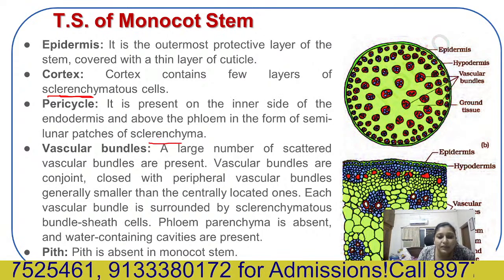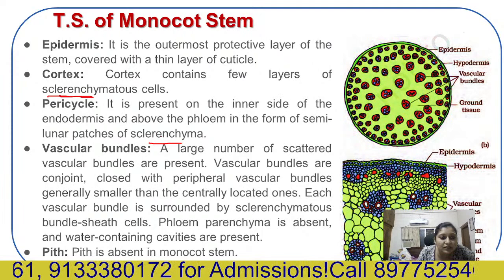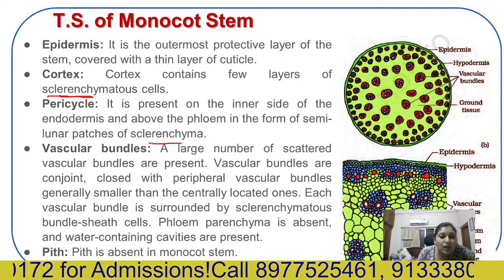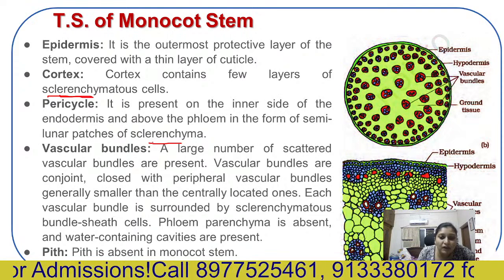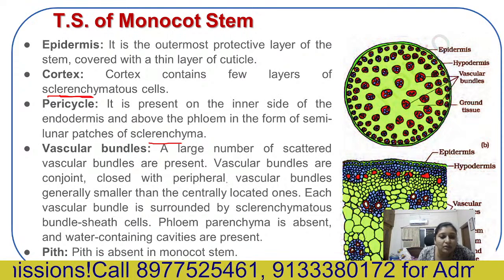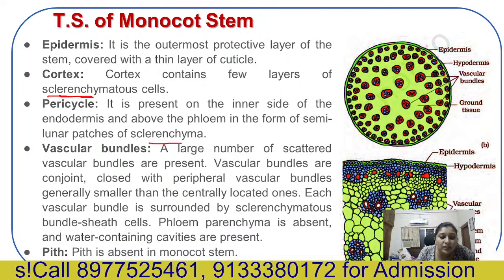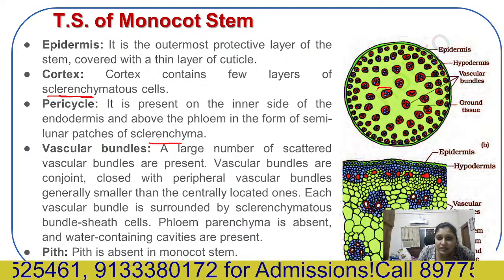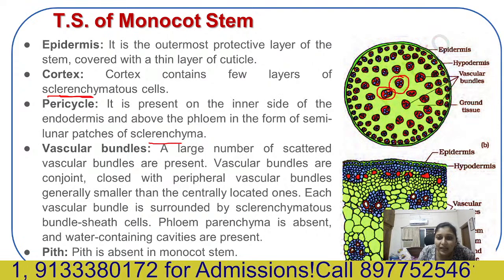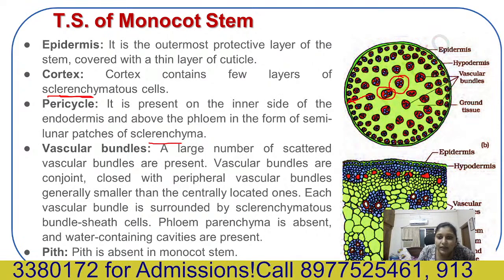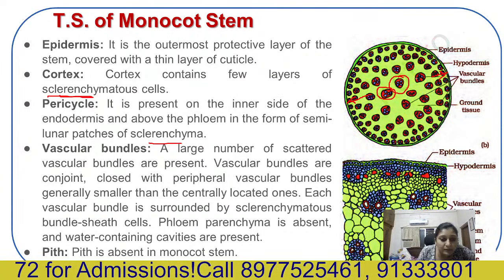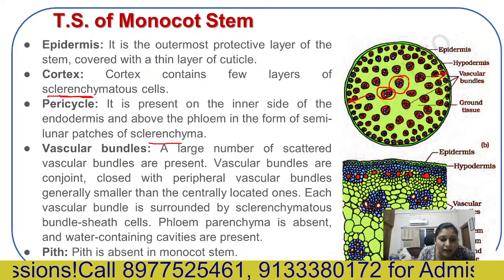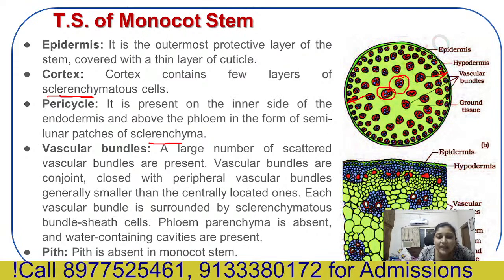Then vascular bundles: a large number of scattered vascular bundles are present. Vascular bundles are conjoint, closed, with peripheral vascular bundles generally smaller than the centrally located ones. So look here, these centrally located ones are larger as compared to the peripheral ones. Phloem parenchyma is absent and water-containing cavities are present. Pith is absent.